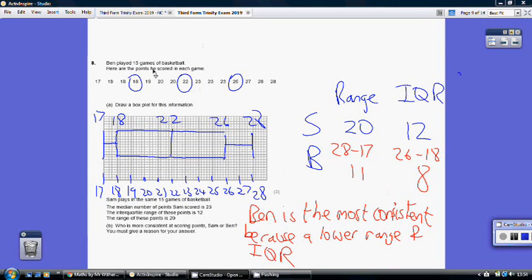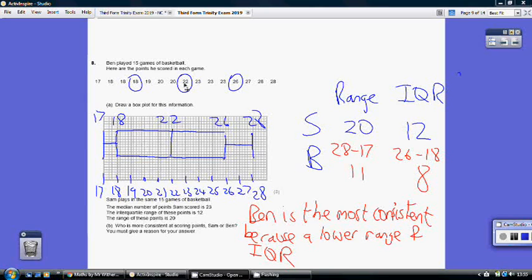Question 8. So Ben played 15 games of basketball. Here are the points he scored in each game. Draw a box plot. Now to draw a box plot, we're going to need to know the smallest number, which is 17, the biggest number, which is 28, and the median, that's the middle number. So what's the middle number when you've got 15? We'll add 1 to 15, that's 16, and halve it, 8. So the 8th one, so 1, 2, 3, 4, 5, 6, 7, 8. So 22 is our median.